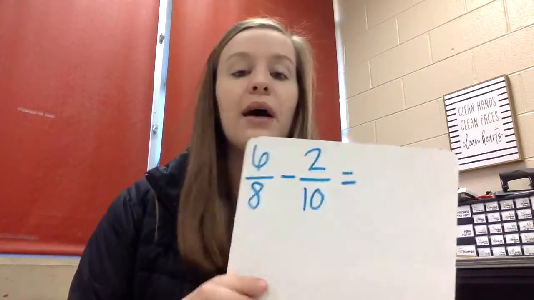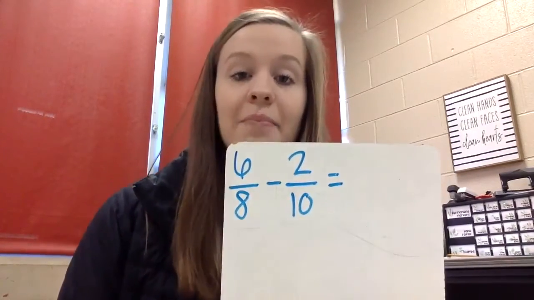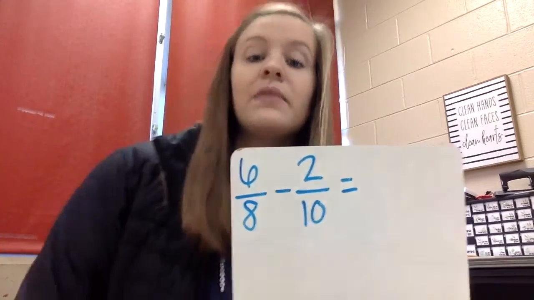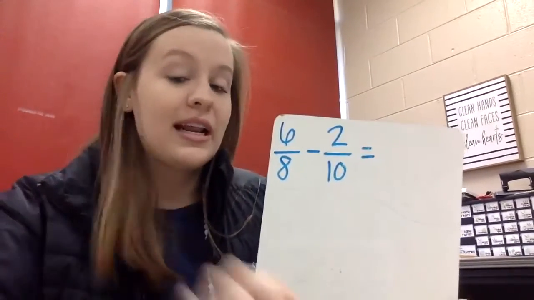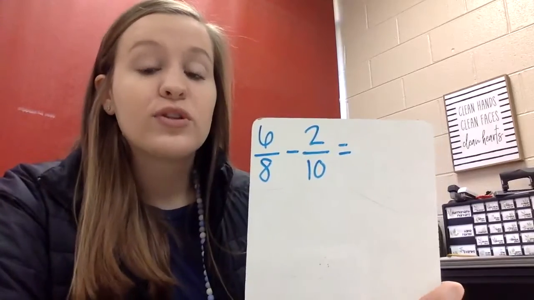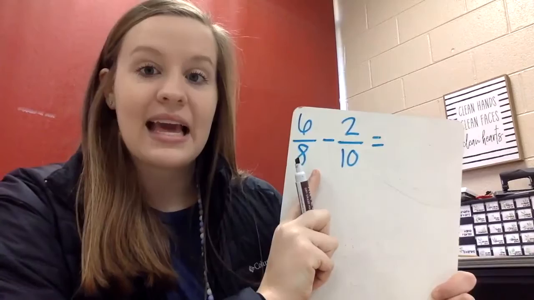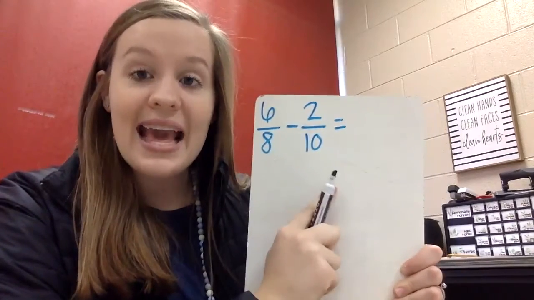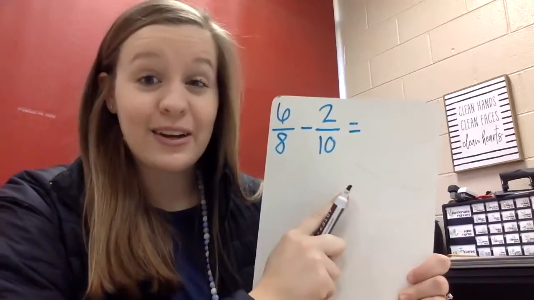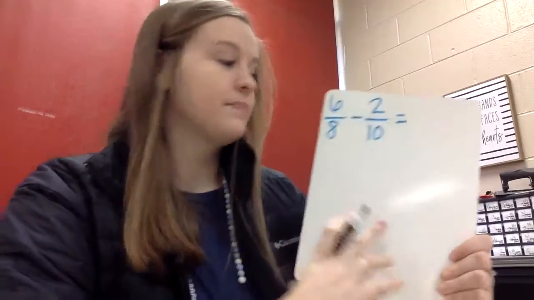Alrighty, we are going to do a subtraction problem together now. And guess what, guys? It's the same exact steps, except with a subtraction sign instead of an addition sign. So our subtraction problem is 6/8 minus 2/10. So we're going to go ahead and get started. And this time, we're just going to try it by multiplying 10 times 8. This is how we would find a common denominator, but not necessarily the least common denominator.